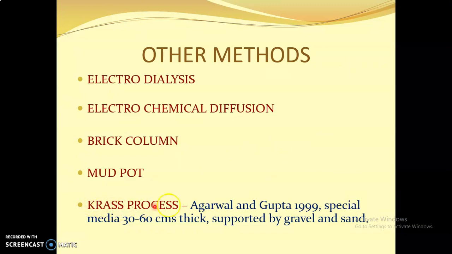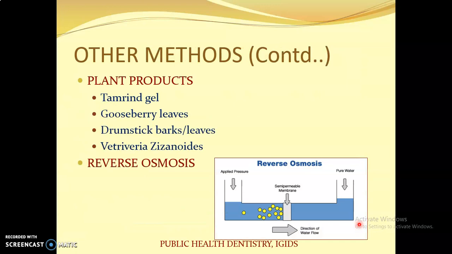There is another process called the Crass process that was developed by Agarwal and Gupta. It is a patented design where a special media is prepared, which is around 30 to 60 centimeters thick. It is supported by gravel and sand, and that acts as a filtering medium, and they say it is a very efficient filter. Then of course, in rural settings, some products like tamarind gel, gooseberry leaves, drumstick leaves, or vetiver, popularly known as Ramacham. The use of these herbs or plant products does have demonstrated defluoridation potential.